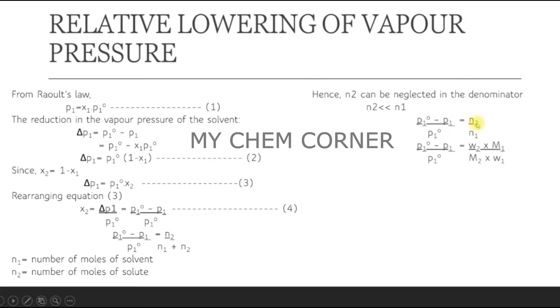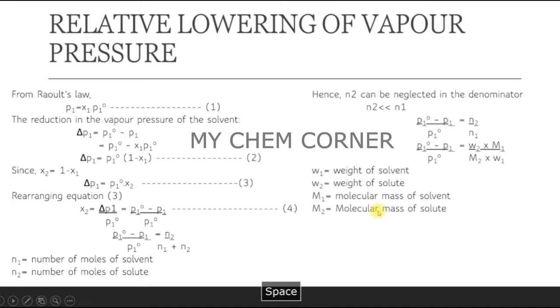Now we expand what the number of moles is. Number of moles is nothing but given weight by molar mass, and the same for component 2. When you rearrange the formula, you get this final formula here. Here W1 is the weight of the solvent, W2 is the weight of the solute, and M1 and M2 are the molar masses: M1 of the solvent and M2 of the solute. So whatever has 1, component 1, whether number of moles, weight or molar mass, is for the solvent, whereas number of moles, molar mass and weight of component 2 are for the solute.